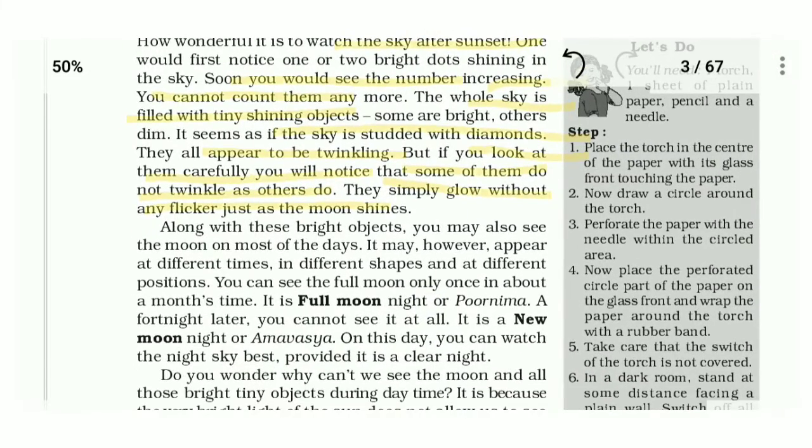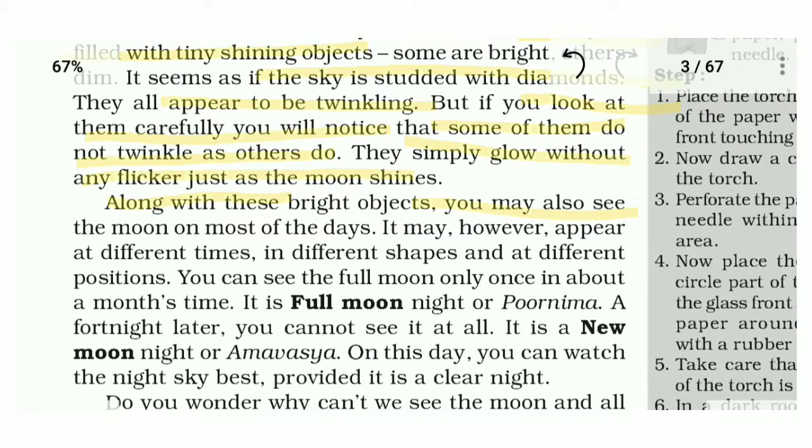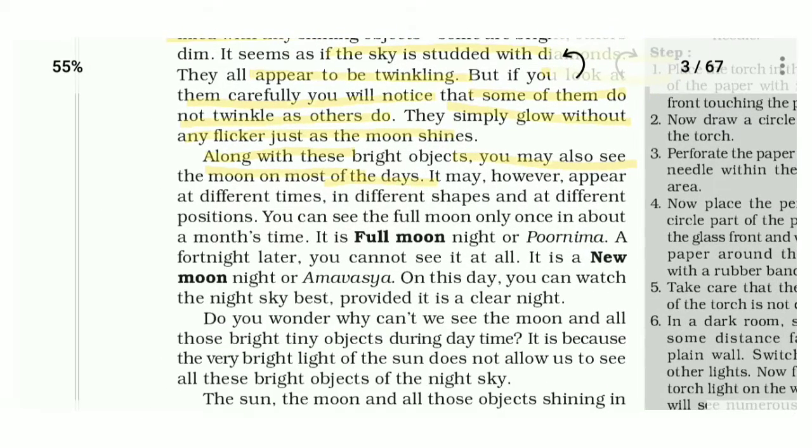यानी कि जैसे जब हम मून को देखते हैं तो हम देखते हैं कि we look at it like a sphere. We constantly look at it. It doesn't twinkle. So along with these brighter objects, you may also see the moon on most of the days. हम most of the days moon को देखते हैं. It may however appear at different times.